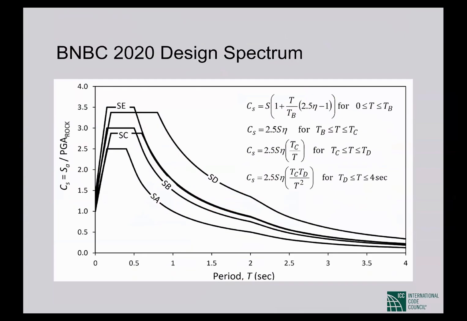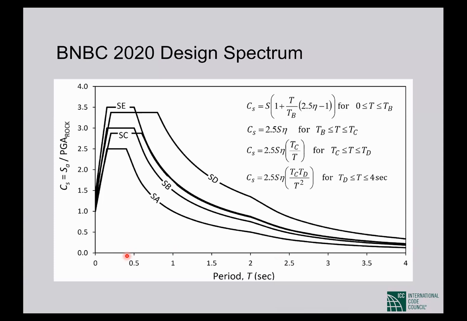So based on that, a set of design spectra have been proposed in the building code. This is actually not very different from ASCE 7. What does it have? This is the value of acceleration considering the properties of soil, site class, and the building parameter, like the period of the building.